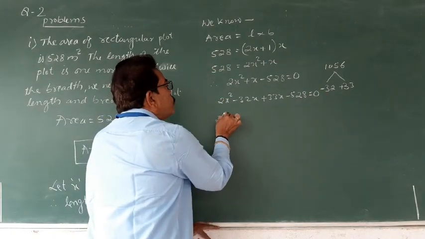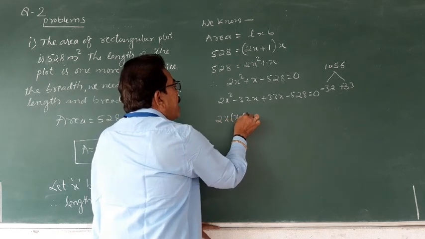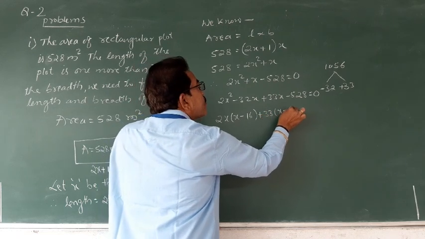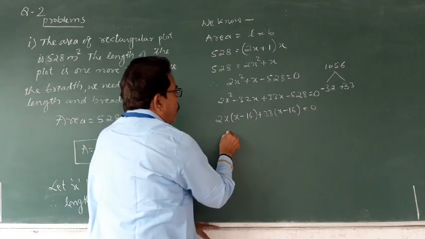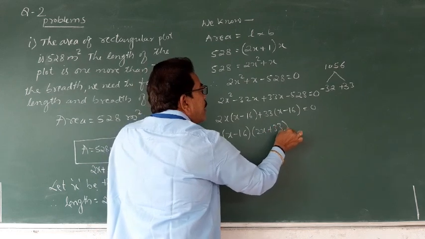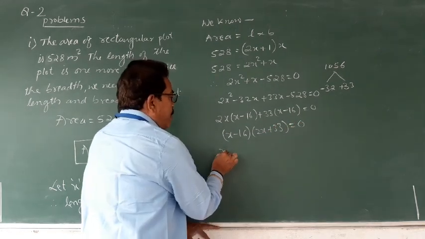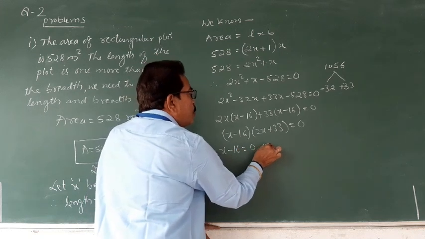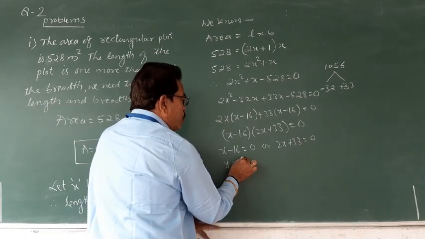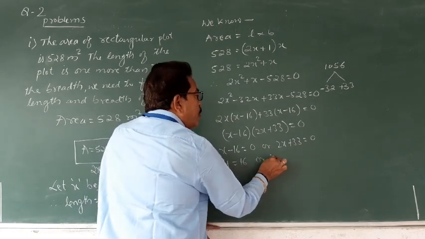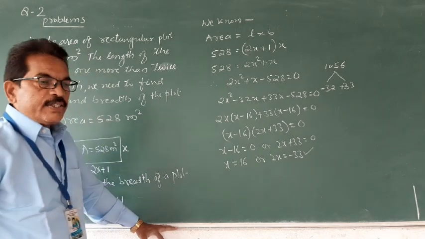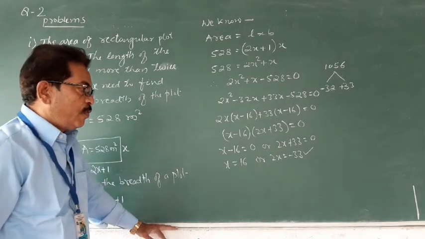Then 2x is common, x minus 16, plus 33 in the bracket x minus 16 equals 0. x minus 16, then 2x plus 33 equals 0. Then what happens? x minus 16 equals 0 or 2x plus 33 equals 0. x is equal to 16 or 2x is equal to minus 33, which we do not need since we got a negative value.